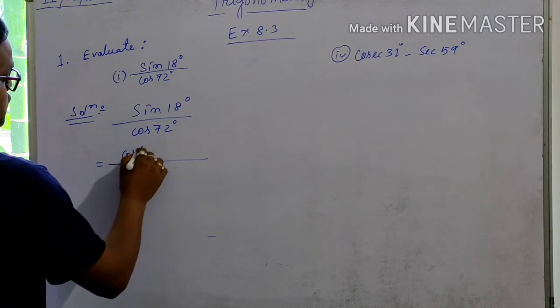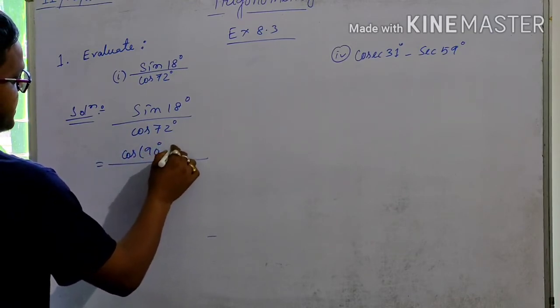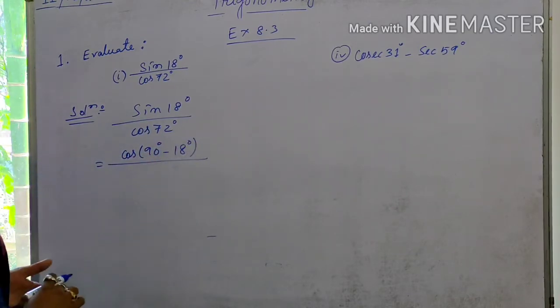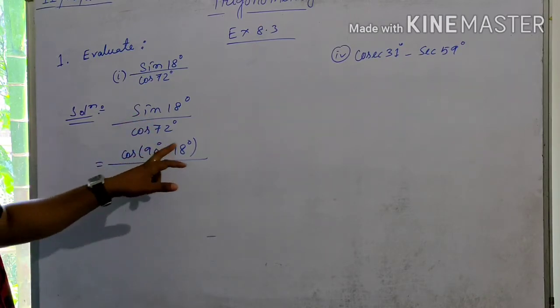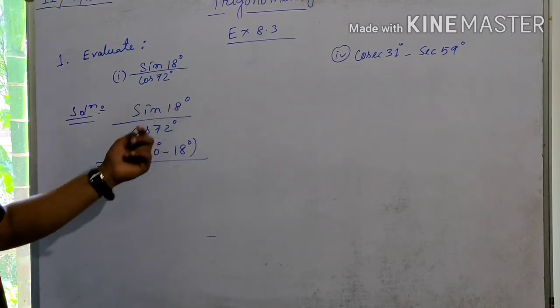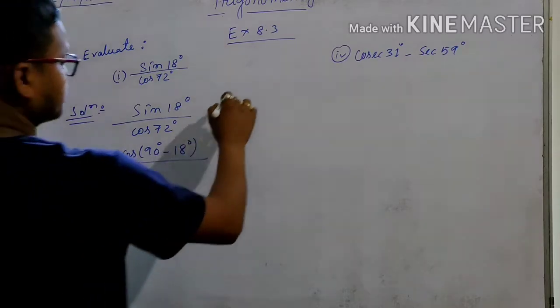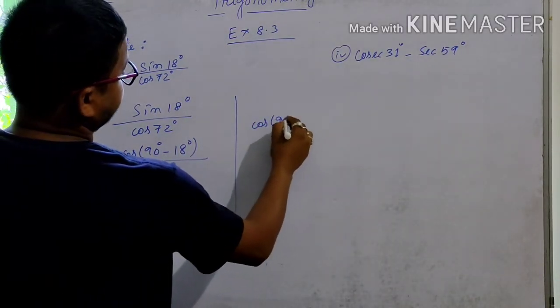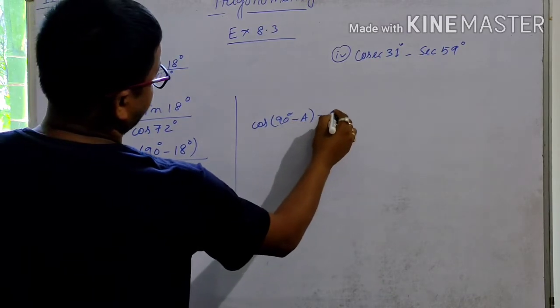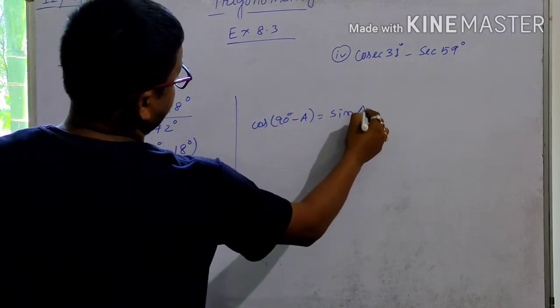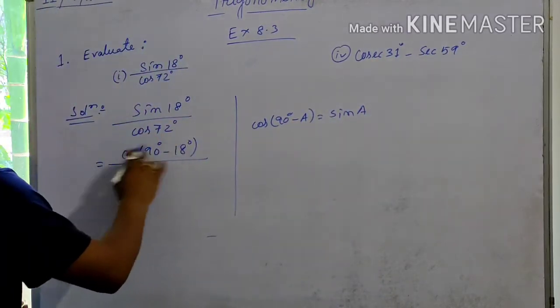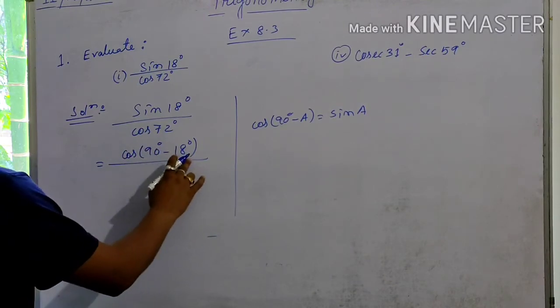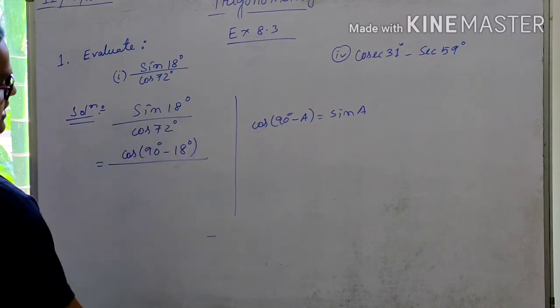Cos, that is cos 90 degree minus 18 degree. What you get? Cos 90 minus A, you will get sin A. So, reverse of the formula, that is cos 90 degree minus A is equal to sin A. By applying this, I write here cos 90 minus A equal to sin A.